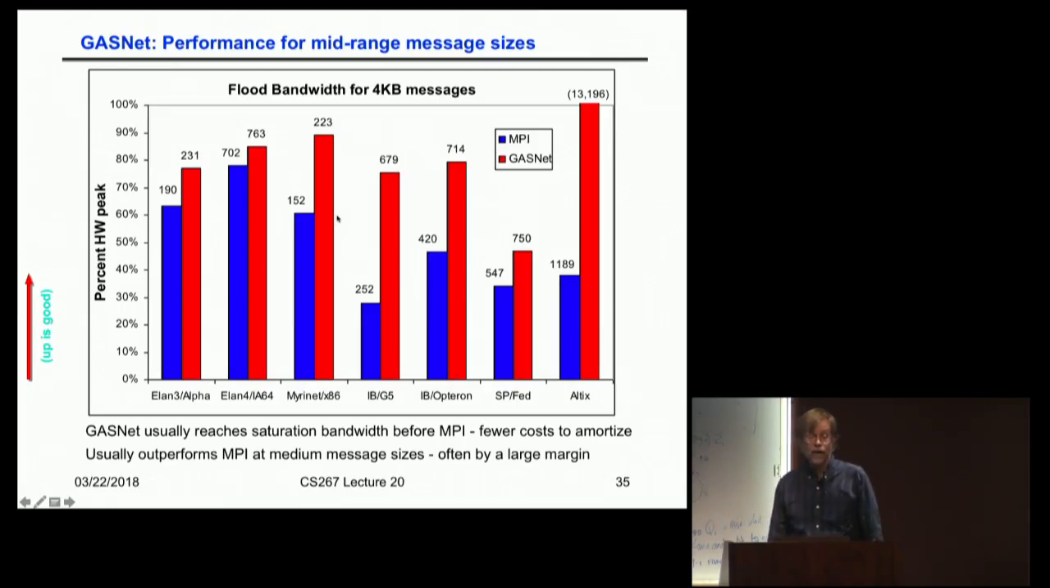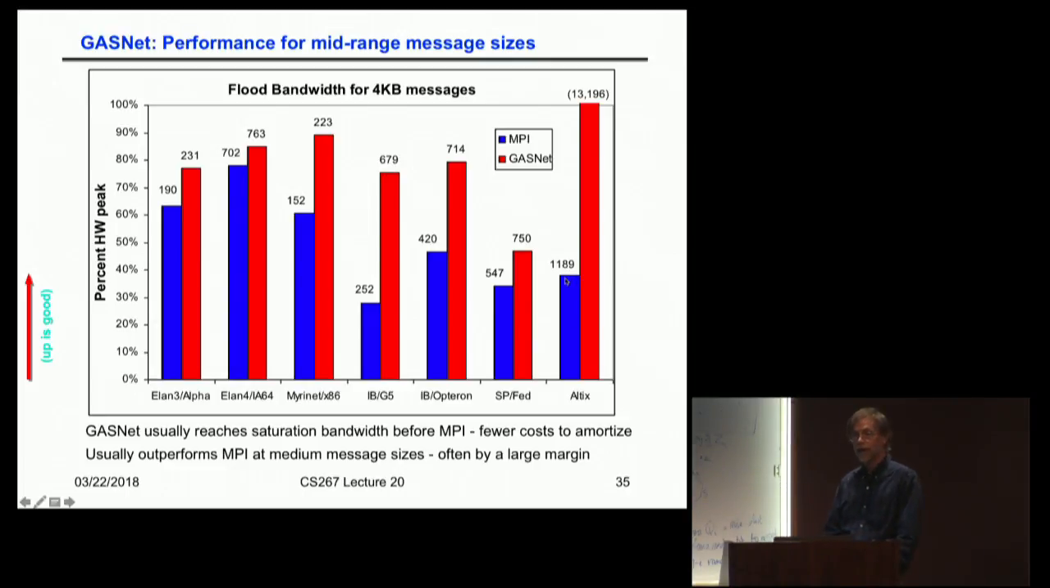Here's another way to measure it. That was on one machine. Here's a whole bunch of different machines where you take the peak bandwidth that you can get for relatively small messages. This is the GASNet bandwidth. This is the MPI bandwidth, and you can see there are some very large differences. On this particular machine, it's 13,000 versus 1,000.